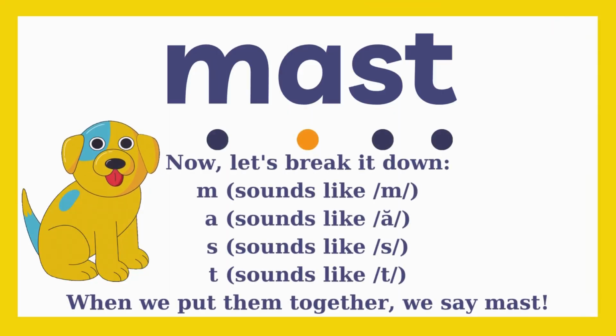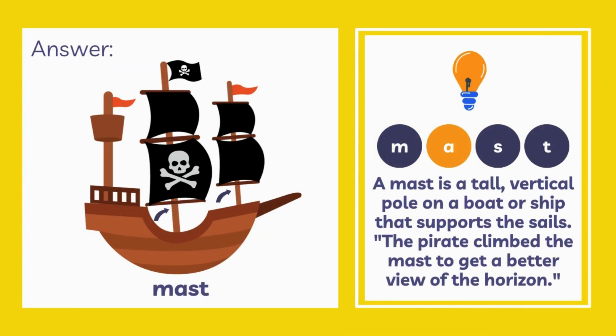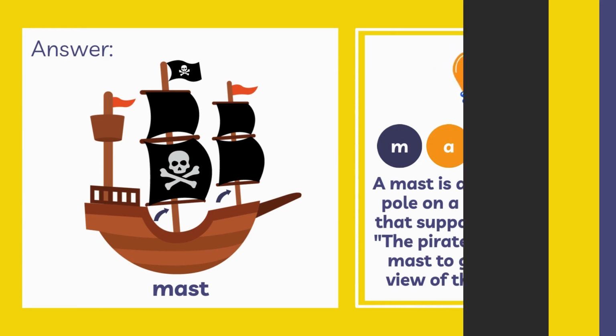Mast. Now, let's break it down. M sounds like M. A sounds like A. S sounds like S. T sounds like T. When we put them together, we say mast. A mast is a tall vertical pole on a boat or ship that supports the sails. The pirate climbed the mast to get a better view of the horizon.